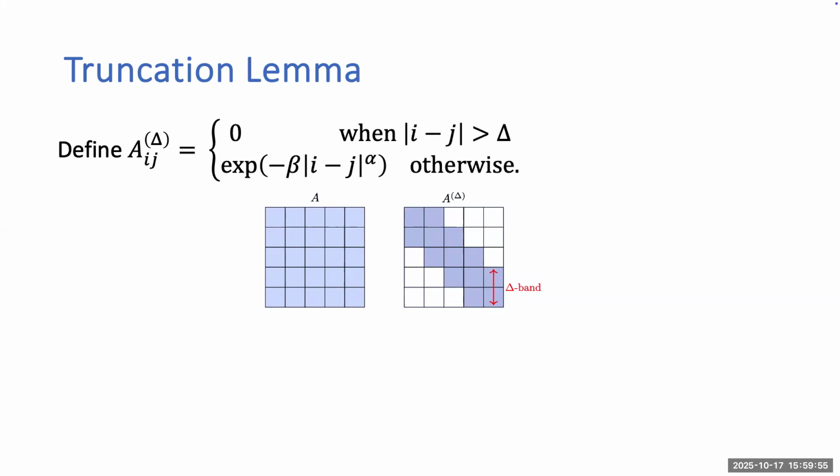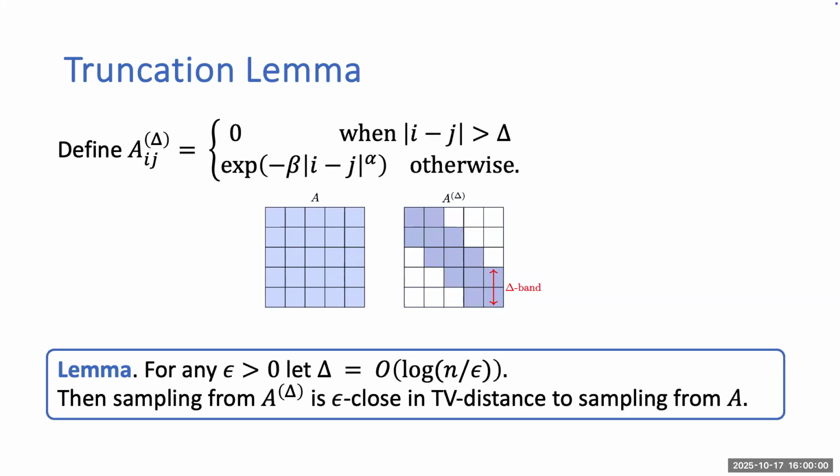Let's set the entries that are log n away from the diagonal to 0. We can show that if I can compute the permanent of this new truncated version, then it is an epsilon approximation of the whole matrix. And if I do sampling from it, it's within epsilon total variation distance. So we can now just focus on this banded matrix, and next I will tell you how to do sampling from it.